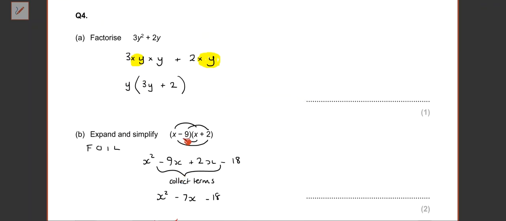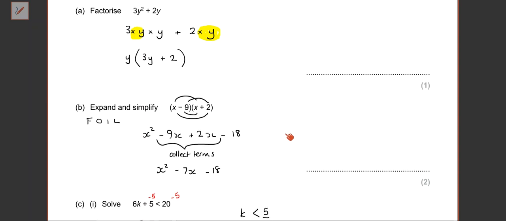Expanding, FOIL. Okay. So x times x gives me the x squared, minus 9 times x, minus 9x. 2 times x gives me the plus 2x, and then minus 9 times plus 2 is minus 18. And then you get 1 mark if you got the uncollected, unsimplified option, but then both marks if you collect it together correctly. Okay. I'm afraid if you got any of those bits wrong, leading to an incorrect answer there, you get no marks.